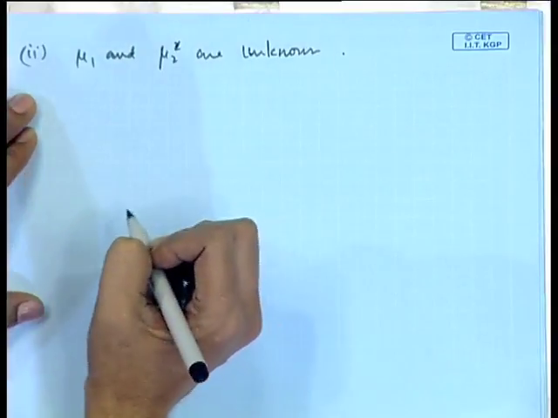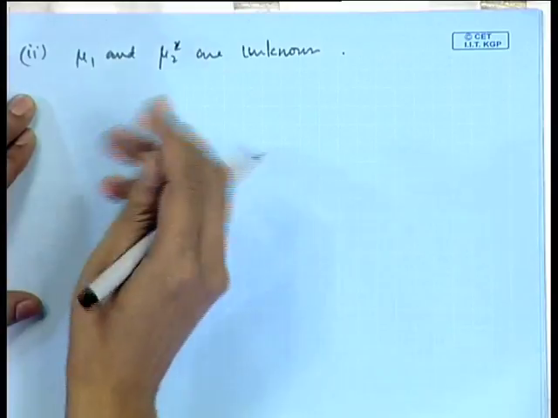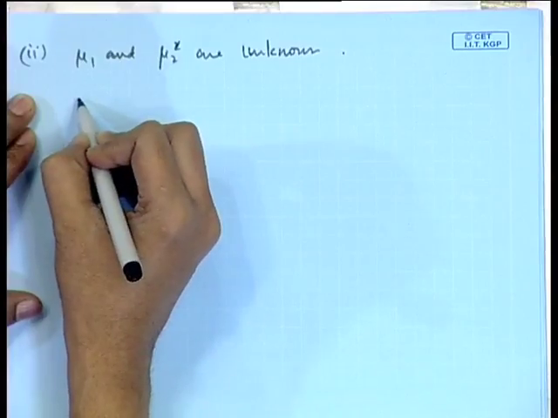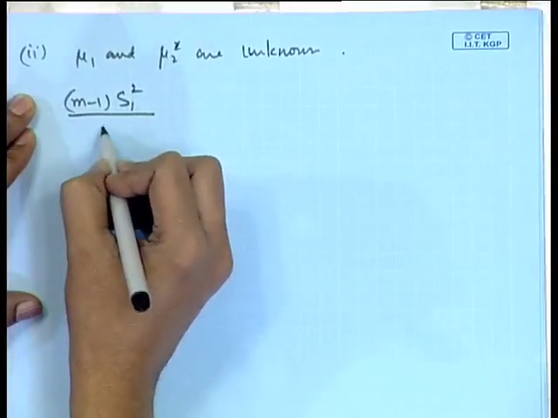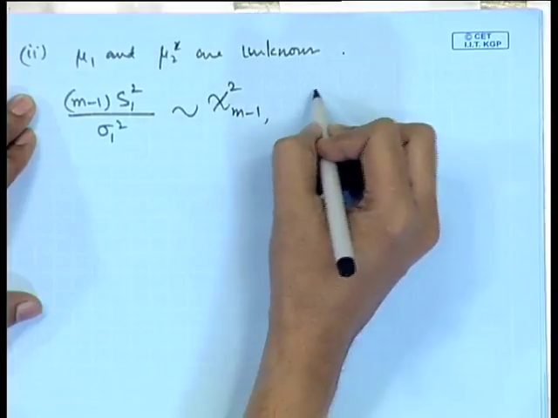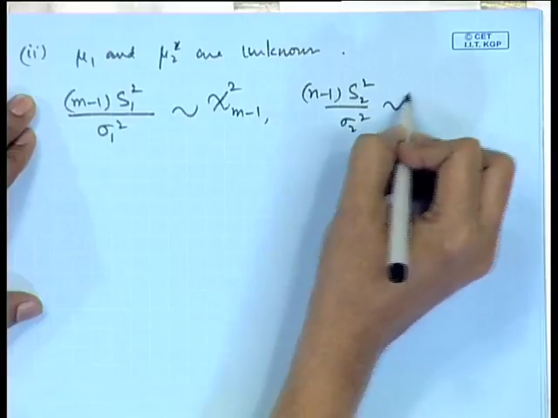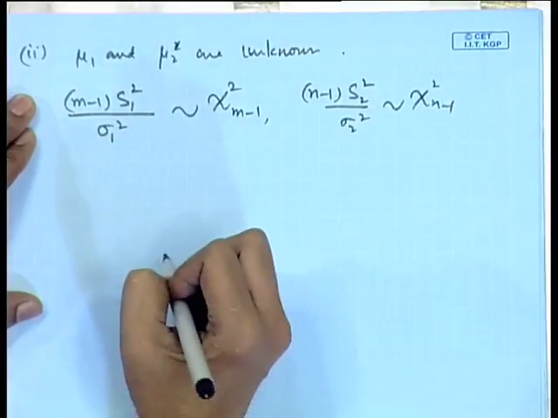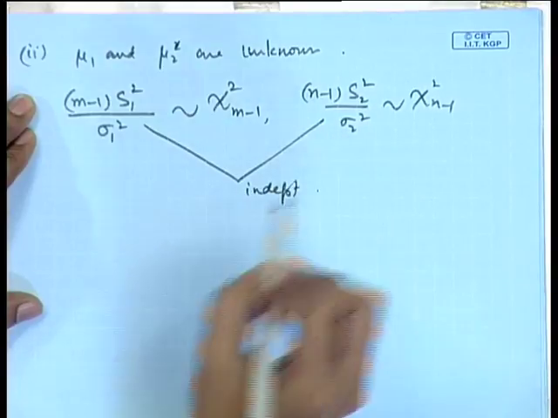If mu 1 and mu 2 are unknown, then we will not be able to make use of the formula that we derived earlier, because there in the confidence interval mu 1 and mu 2 are actually appearing. So, what we do, we make use of S 1 square and S 2 square. So, we have m minus 1 S 1 square follows chi square distribution on m minus 1 degrees of freedom and n minus 1 S 2 square by sigma 2 square follows chi square distribution on n minus 1 degrees of freedom. Furthermore, these two random variables are independent.